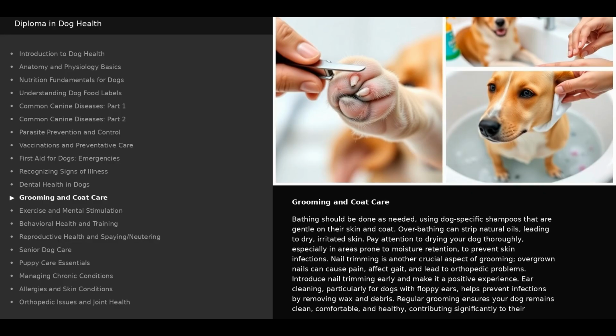Nail trimming is another crucial aspect of grooming. Overgrown nails can cause pain, affect gait, and lead to orthopedic problems. Introduce nail trimming early and make it a positive experience.